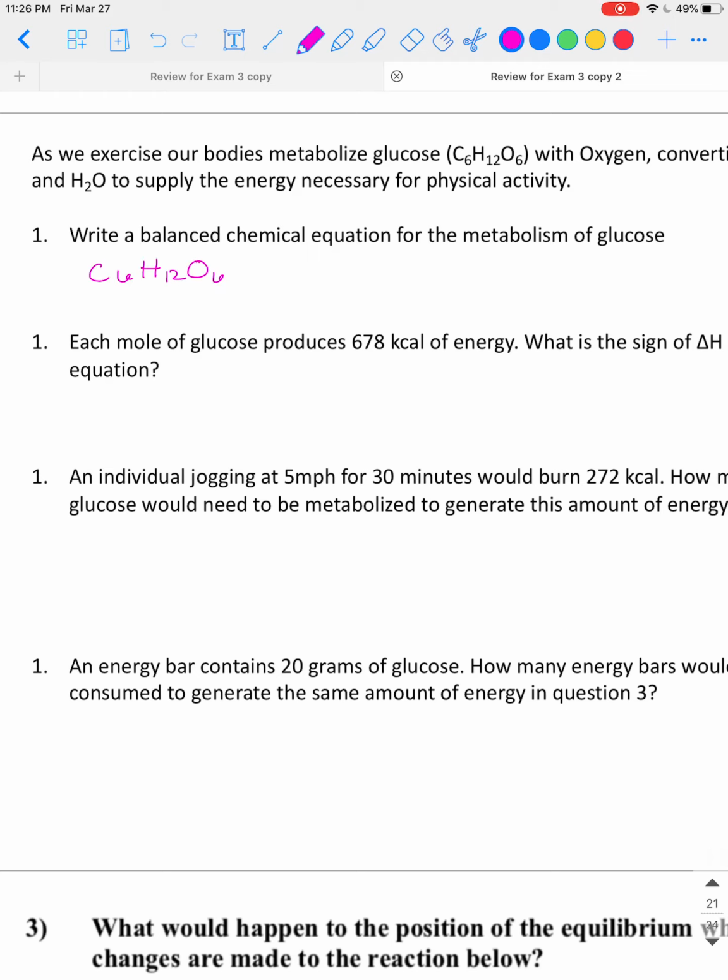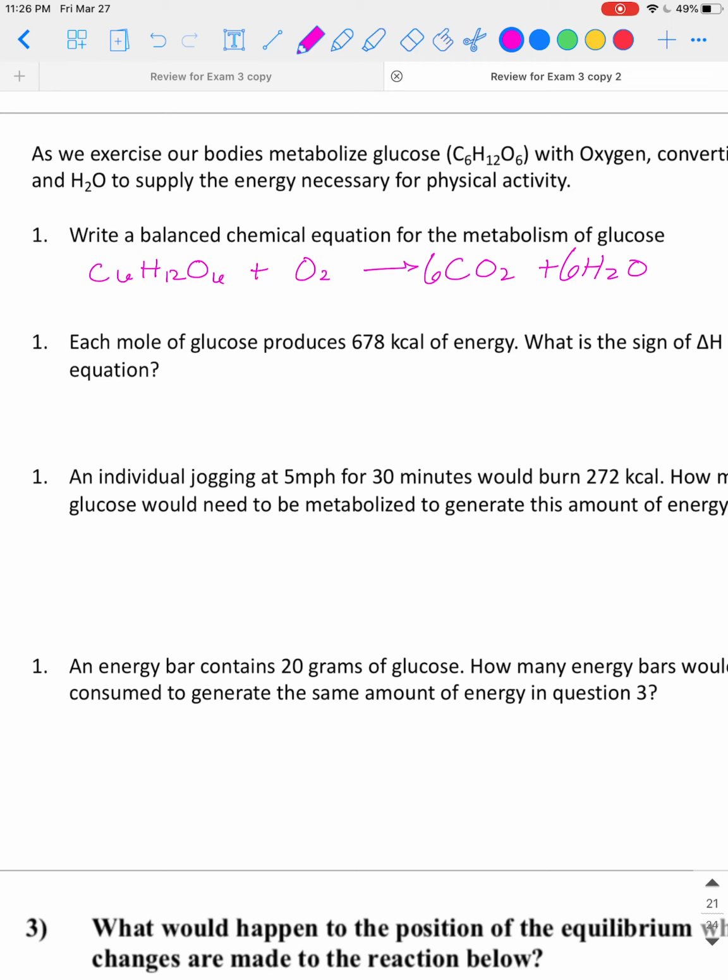So here we'll write C6H12O6, and we will react it with oxygen, which is a diatomic molecule, so O2. And it's going to form CO2, and the problem tells us, water. Now we need to balance this. We need 6 carbons on the product side. We need 12 hydrogens, so if I put a 6 here, that gives us 12.